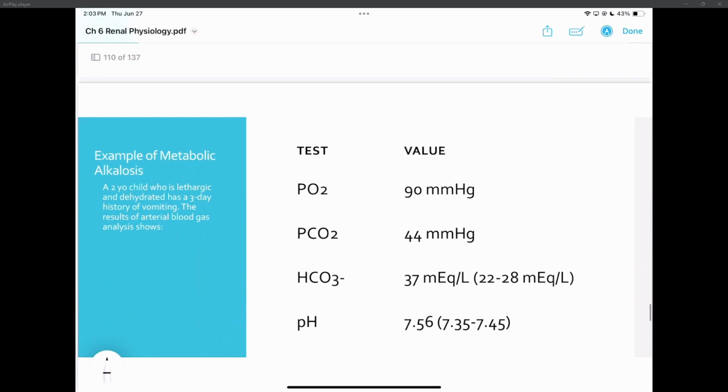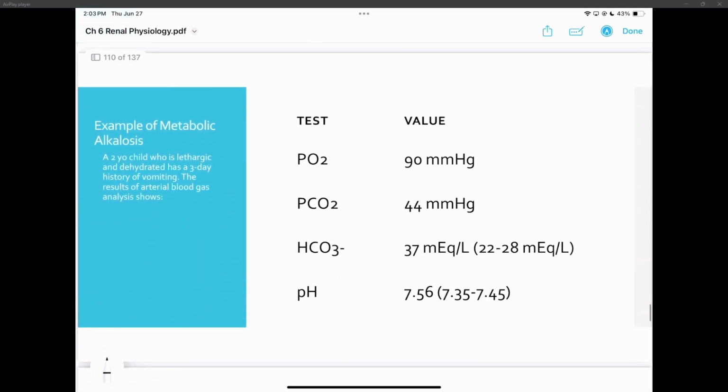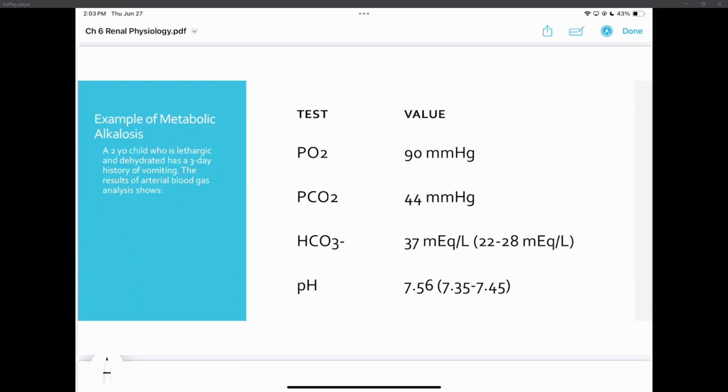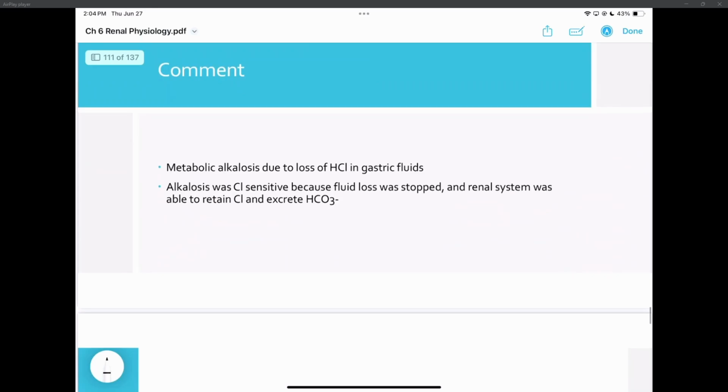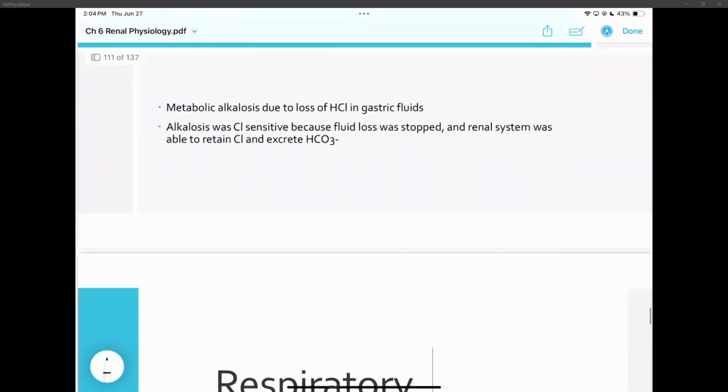Here's our example. A 2-year-old child, lethargic, dehydrated, has 3-day history of vomiting. The results of the ABG are as follows. PO2, is that normal? Yes. We're good. PCO2, 44. Normal, we're good there. Bicarb, high. What's the pH? High as well. Do you see how it's metabolic alkalosis? Bicarb is deranged, pH is alkalotic, metabolic alkalosis. Okay, metabolic alkalosis due to loss of your gastric fluids, and that's it.